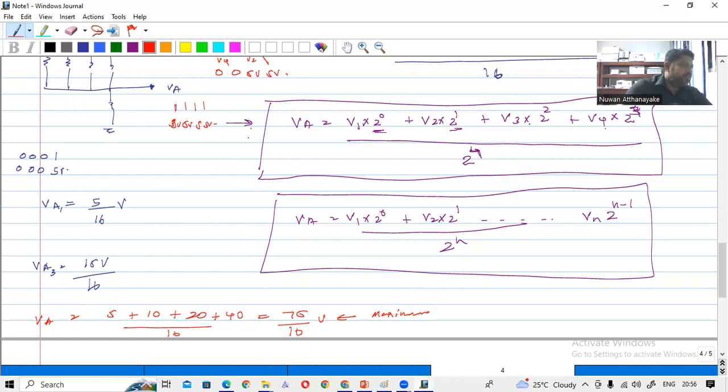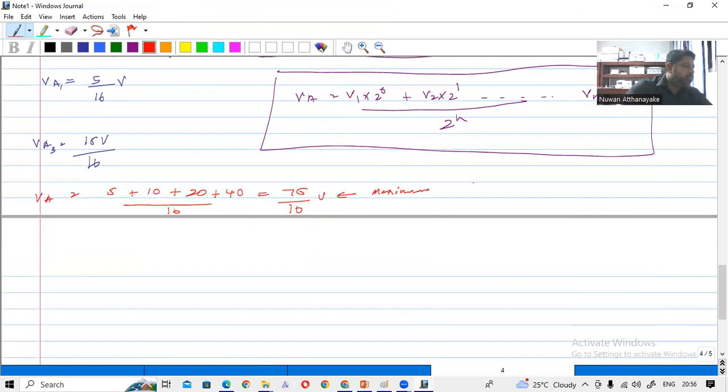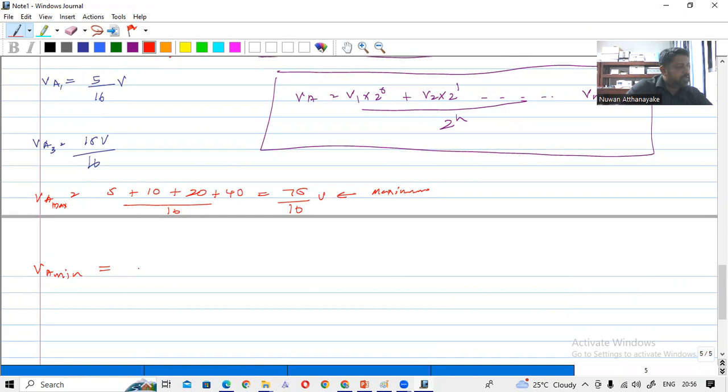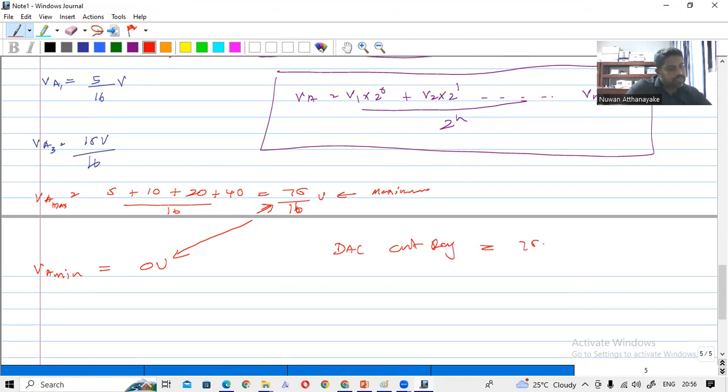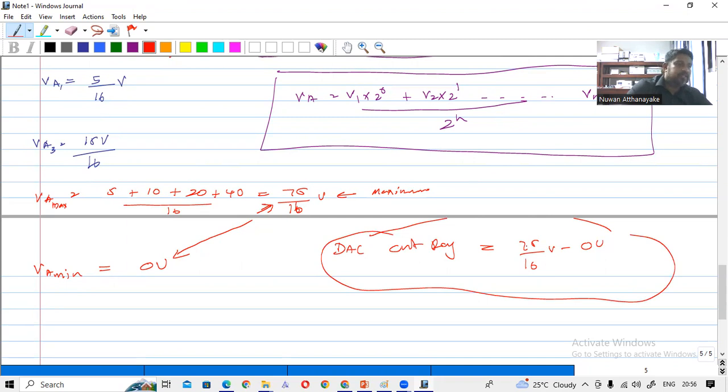And what happened, when you are sending 0, 0, 0, 0, that means all pins should be 0. V1 should be 0, V2 should be 0, V3 should be 0, V4 should be 0. Then you will have 0, okay? So this will be your maximum output value, and this will be your minimum output value, that means 0, okay? So your DAC is giving any voltage level between 0 and 75 divided by 16, okay? So your DAC output range is 75 divided by 16 volt to 0 volt, okay? So it is a digital to analog converter, no? Okay? So I think that is very easy, okay?